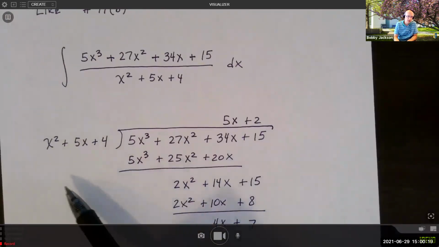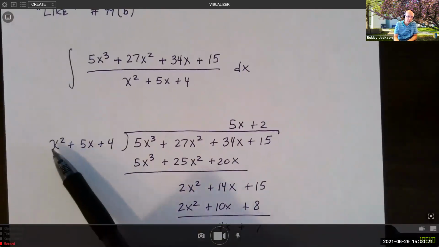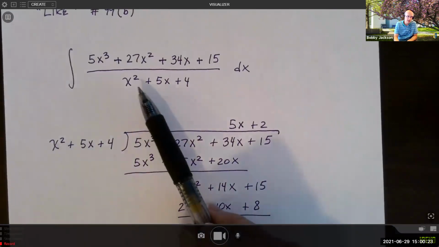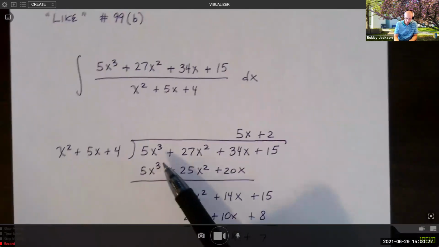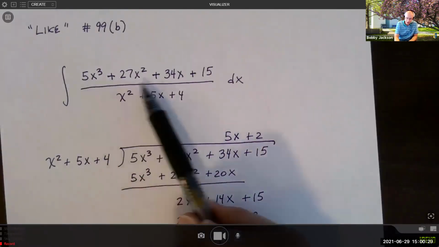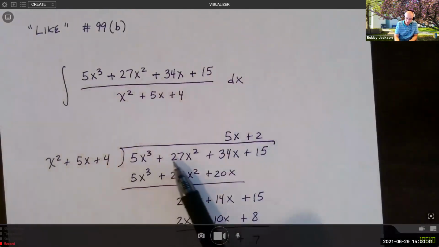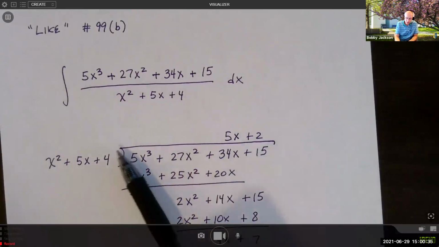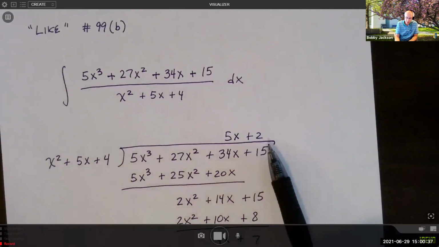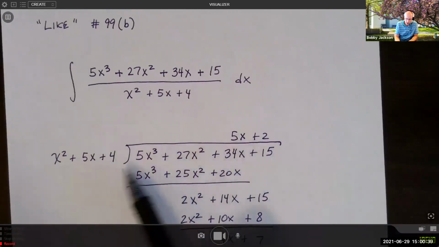Well, again, we are dividing by the denominator. That's our divisor, x squared plus 5x plus 4, dividing into the numerator, sometimes called the dividend. And it's just like we do regular long division with real numbers. And how do we proceed?